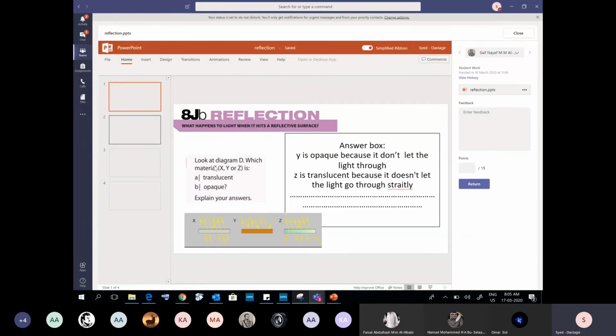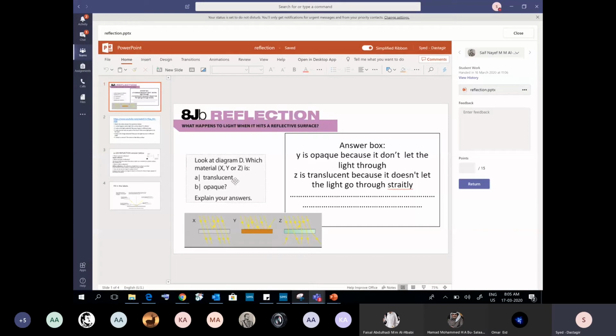Okay, so it says look at diagram D. This is diagram D, material X, Y, and Z. Which one is translucent? And which one is opaque? So he says Y is opaque because it doesn't let light through, as you can see from the diagram. So it actually reflects the light. Very good.